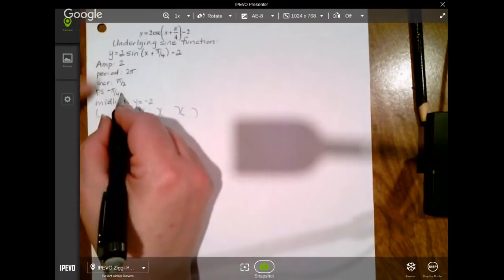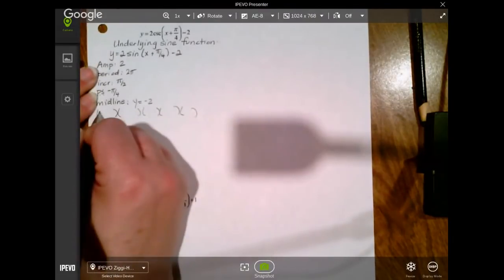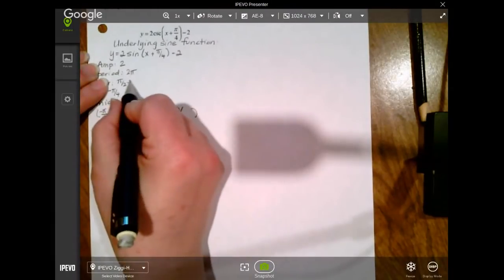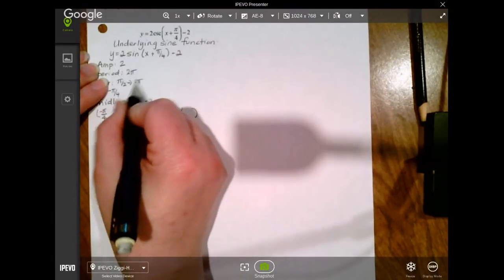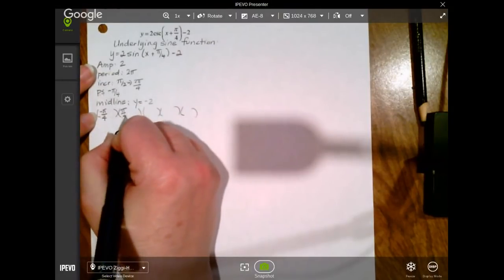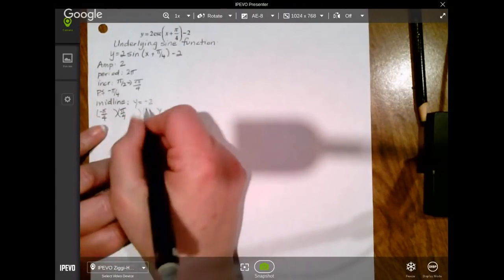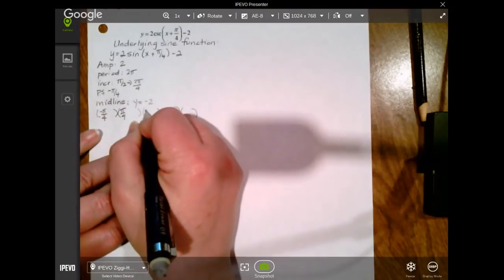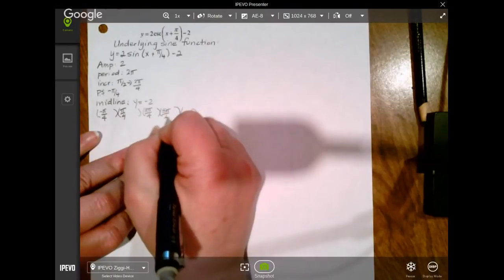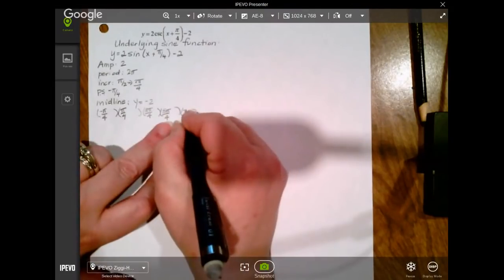at our phase shift, which is at negative pi over 4. And then we're adding pi over 2 to it, so that's going to be adding 2 pi over 4. So it'll be negative pi over 4 plus 2 pi over 4 gives us pi over 4, plus another 2 pi over 4, which gives us 3 pi over 4, 5 pi over 4, and then 7 pi over 4.